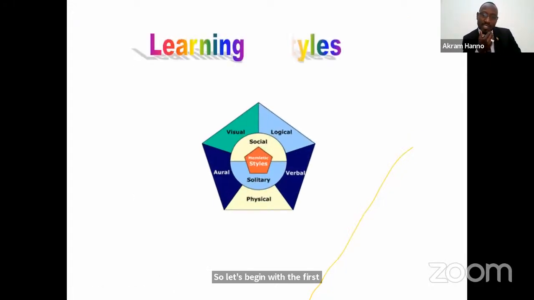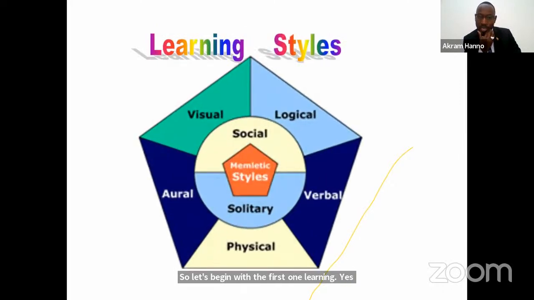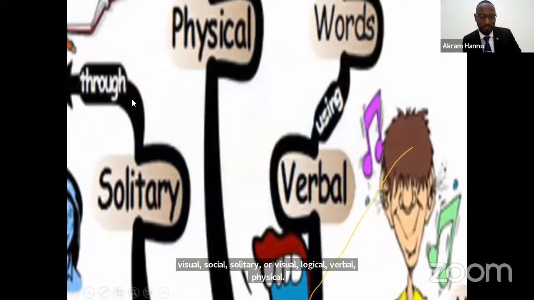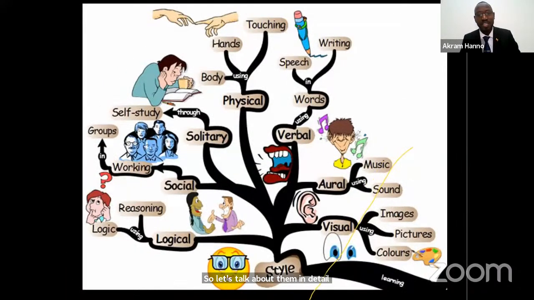Learning styles. When talking about this: mimetic, visual, social, solitary, oral, logical, verbal, physical. So let's talk about them in detail. Look at this tree. It reminds us of Noam Chomsky when talking about the grammatical or syntactic structure in a tree diagram.